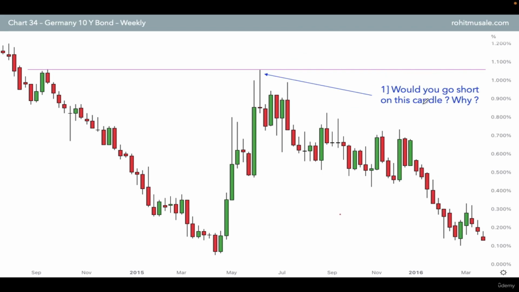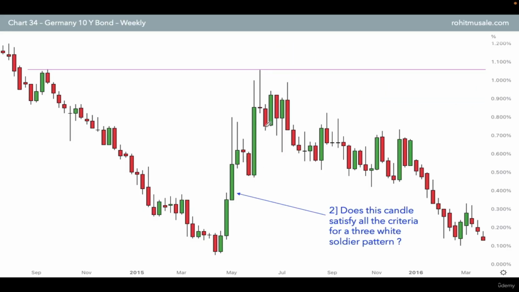Would you go short on this candle and why? So it's a shooting star confirming prior resistance, which is good, but I would not go short on the candle because of the reward to risk ratio. If I look at this level as the support area, because at that level the price aggressively moved up.